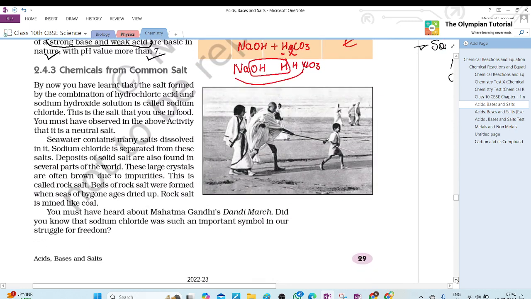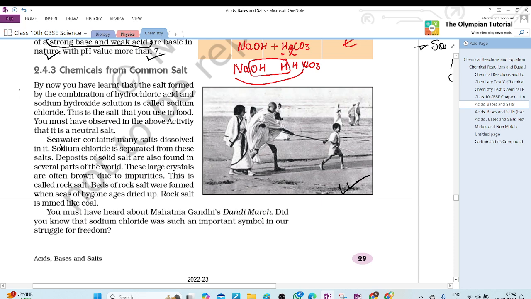Now, chemicals from common salt. What is common salt? NaCl, sodium chloride. Is it acidic, basic, or neutral? Neutral salt. Can you see this picture? Yes, ma'am. And can you tell me about this picture? The Dandi salt march. Dandi. Have you ever read about this? Yes, ma'am. In which standard? Sixth or eighth. Okay, no problem.